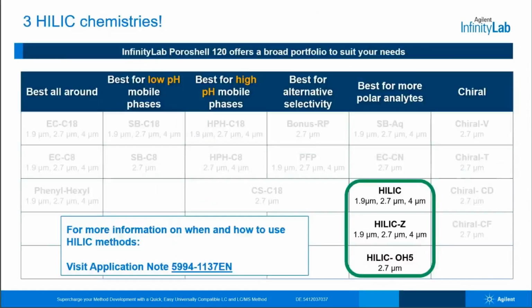Of course, if you need to look beyond reverse phase separations, the Poroshell 120 family also offers 3 different HILIC chemistries. Unfortunately, we do not have time to discuss those today. However, if you'd like more information, please check out the application note listed in this slide. This note compares the usefulness of reverse phase versus HILIC options for polar compounds, as well as tips and tricks to ensure your HILIC separation is successful.